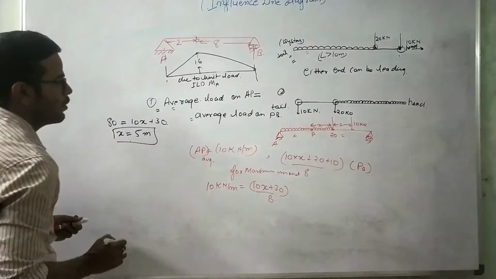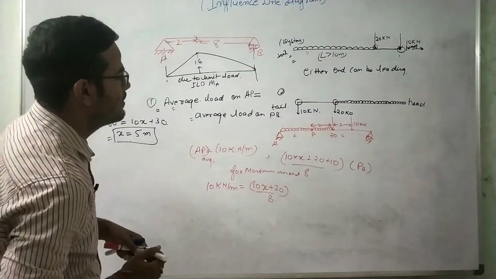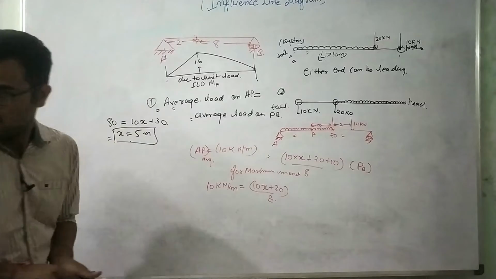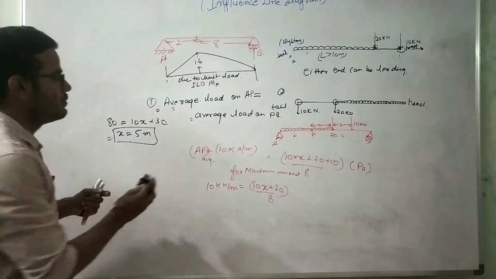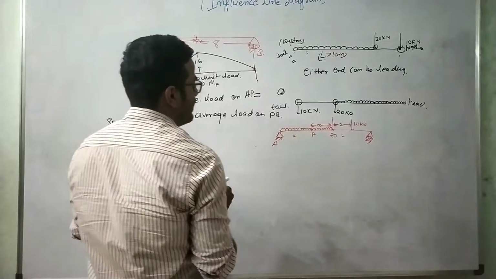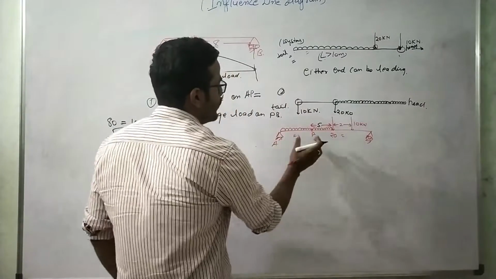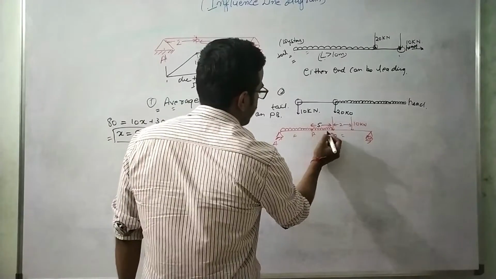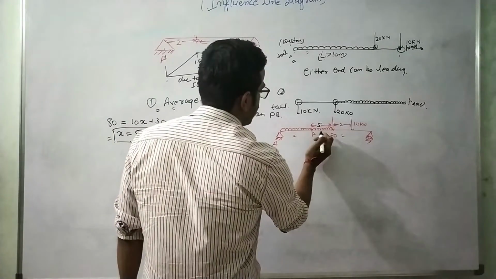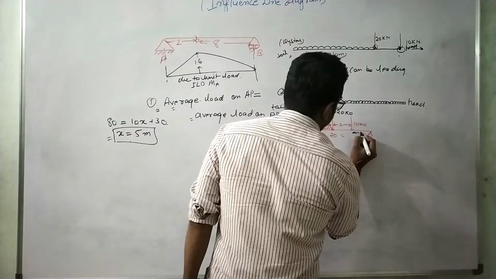This is a very important value we are getting, x equal to 5 meter, which means this distance x is 5 meter. So the length of the UDL acting on PB is 5 meter, right? And this distance is again 1 meter.